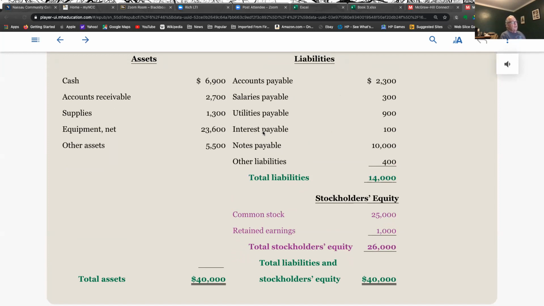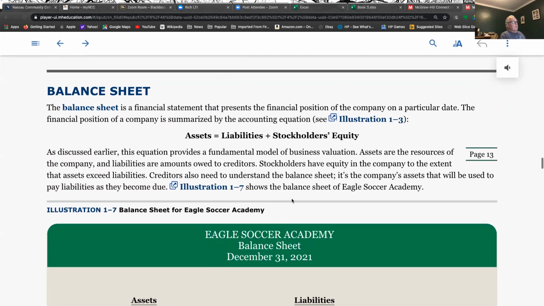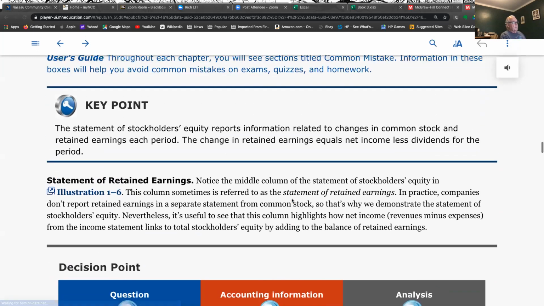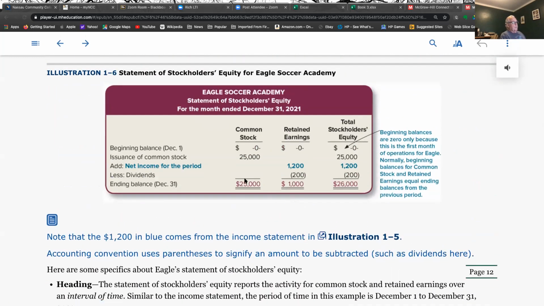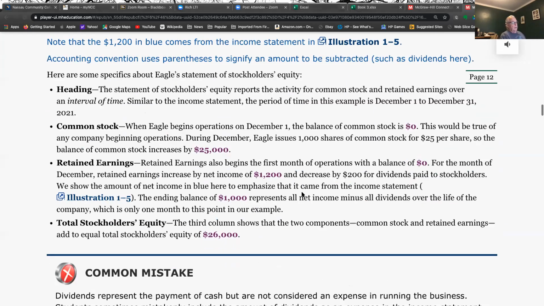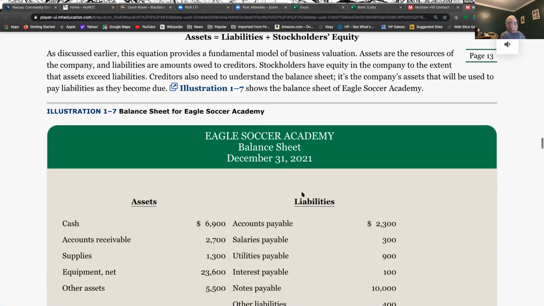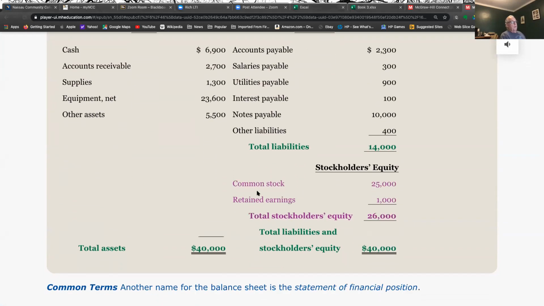However, since we just looked at stockholders' equity, why don't we just start with that? Stockholders' equity we saw, from doing this little statement, is $25,000 common stock and $1,000 retained earnings, total $26,000. Well, those numbers wind up over here. Common stock 25, retained earnings 1, total 26.